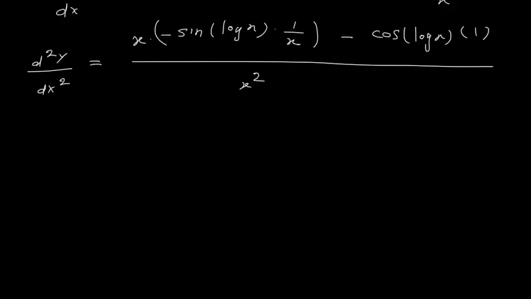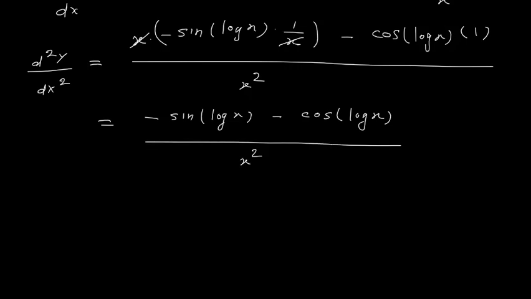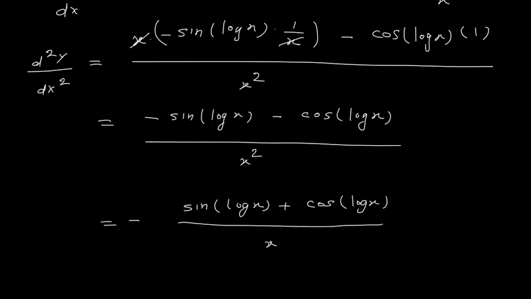So here we get this is equal to, now this x and this x will cancel. So the numerator is minus of sine of log x minus of cos of log x, whole divided by x square. So this is equal to, I will take the minus sign common, sine of log x plus cos of log x, divided by x square. This is d square y upon dx square. So this is the second order derivative for this 10th question.